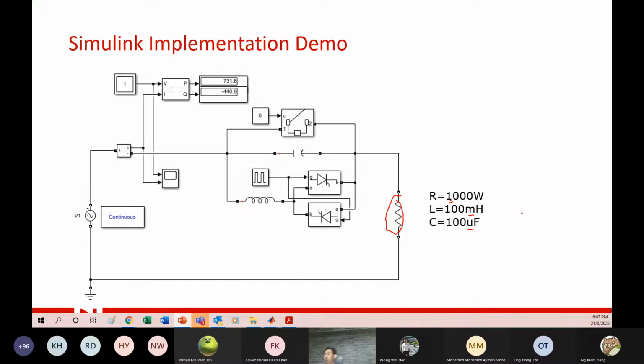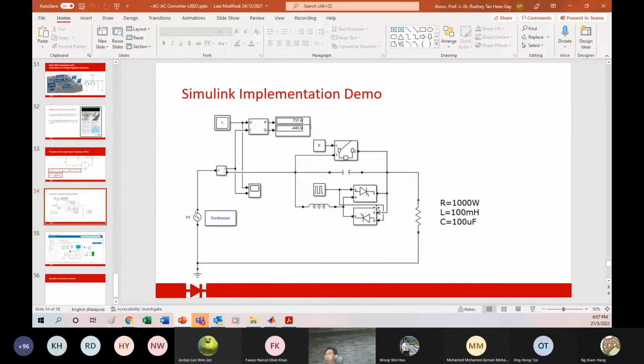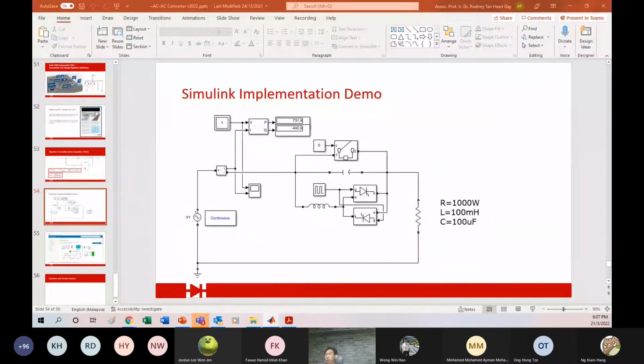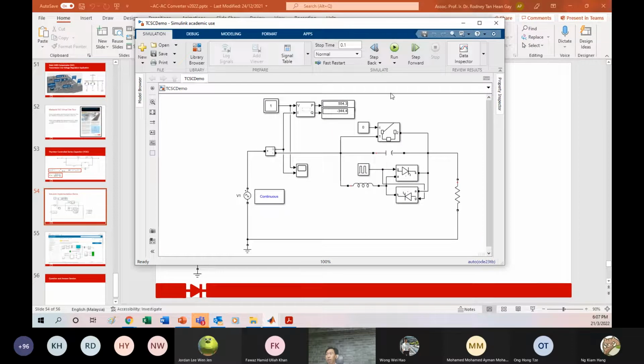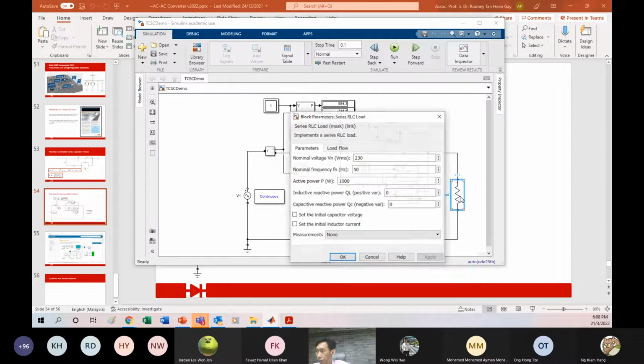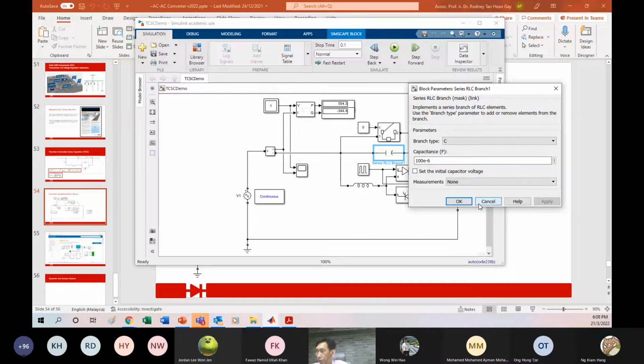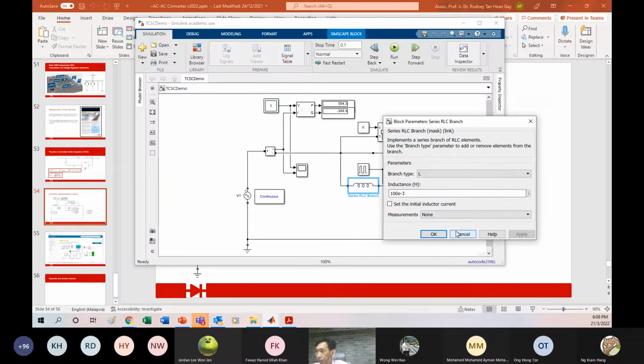So from here, I think I need to switch to MATLAB. Okay, I can switch to MATLAB right now. Again, you change the reactance, so you are changing the current flowing through the line, and at the same time, it leads to changing of the real and reactive power. This is the load. I put 1000 watt of active load, so this is a pure resistive load. And then in between, there are two reactive elements that are 100 micro and 100 milli.